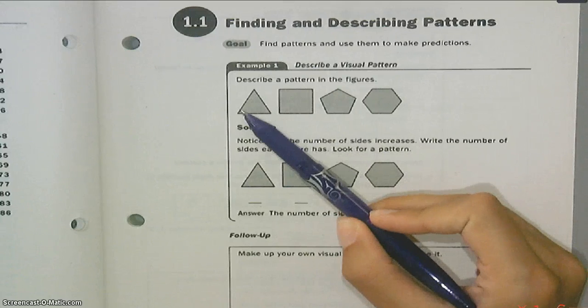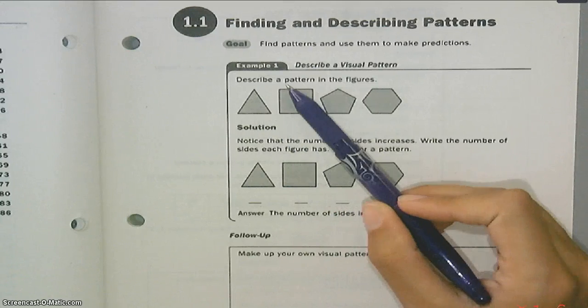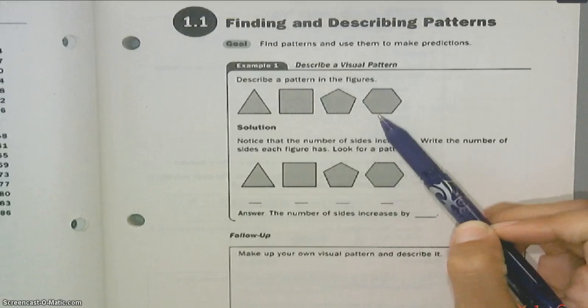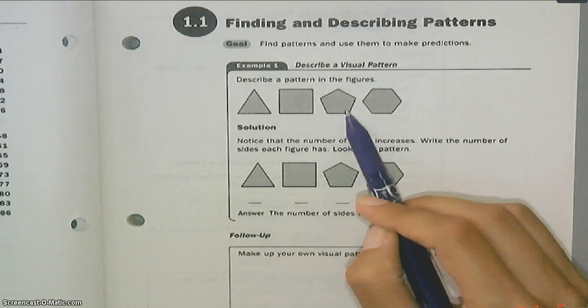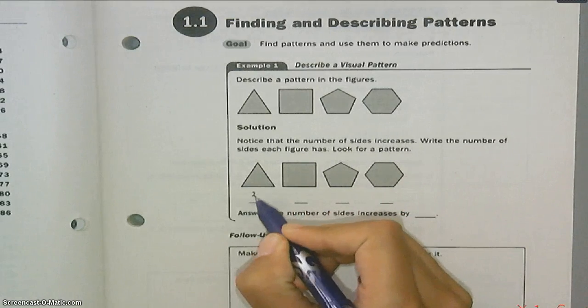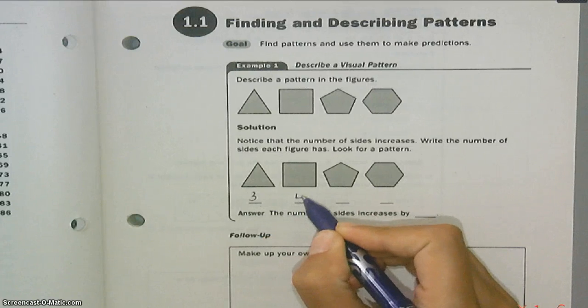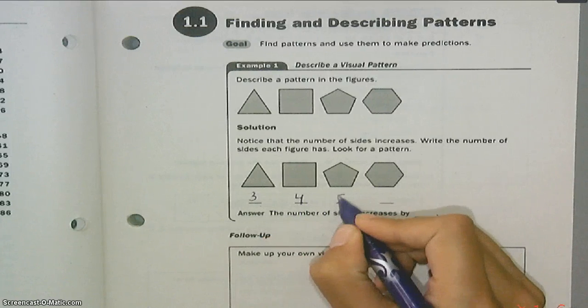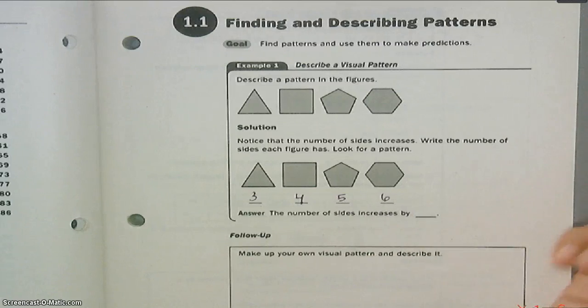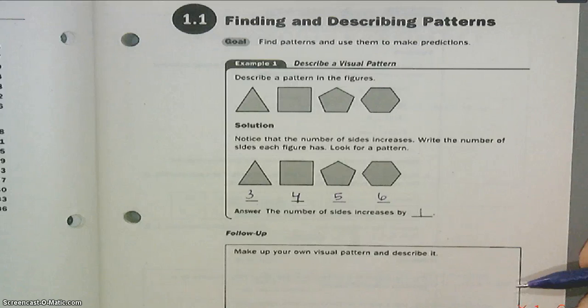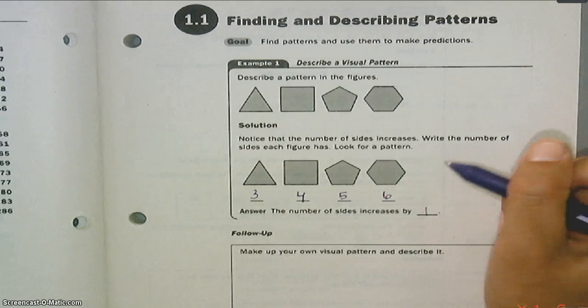I notice that I've got a triangle, a square, then a pentagon, then a hexagon. Looks like the sides are going up by 1. A triangle has 3 sides. A square has 4, a pentagon has 5, and a hexagon has 6. So that means that the next shape would be a heptagon, which has 7.